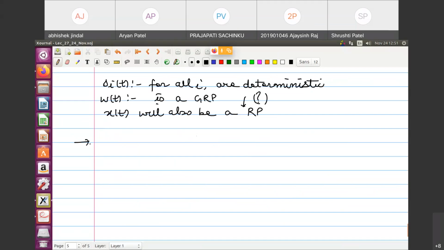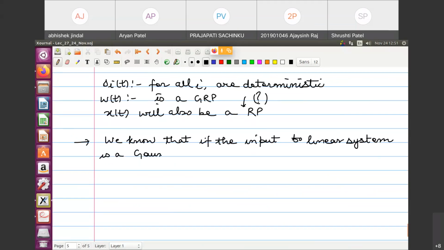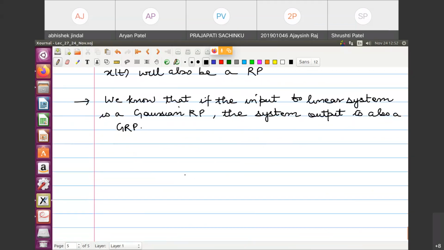So first we will revise one small thing that we know: if the input to a linear system is a Gaussian random process, the system output is also a Gaussian random process. This I have quoted without proof. I think 3-4 lectures before I just quoted this without proof. Today I am not proving it, I am just stating it and explaining why it happens. This is because we should know this.